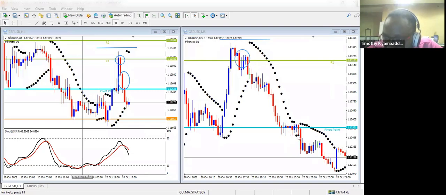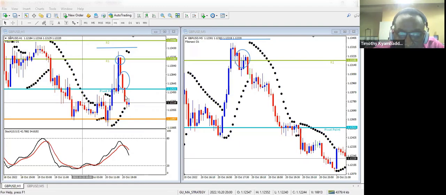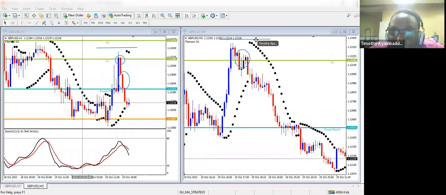Now 2 dots form here. I wait to see if a third one forms. A third one doesn't form. I hang in there. The next hour also prints a proper bearish candle. So what do I do at this point? At this point, I will move this stop loss line. This stop loss line, I will move it somewhere here.